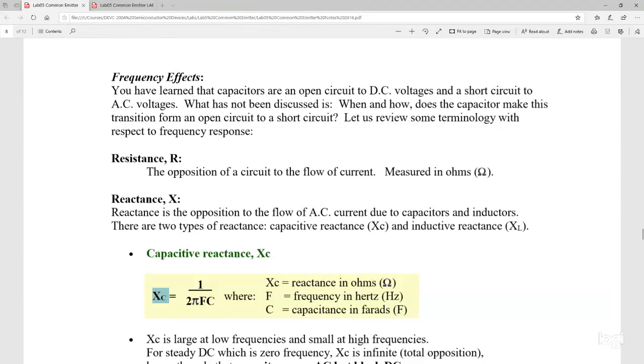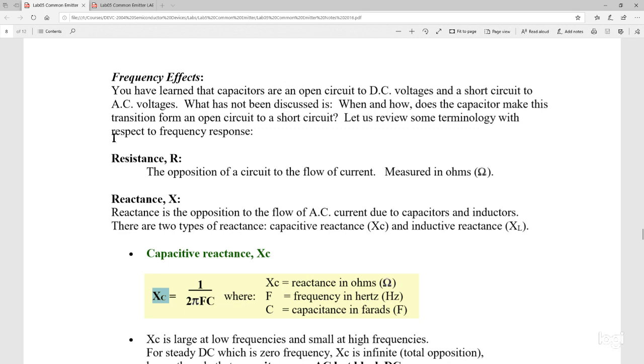So in the lab we measured something called cutoff frequency, but we didn't talk about how to calculate that. That is dependent on the capacitors in the circuit. Let's just refresh our memory here. What you've learned in your courses, both this one and AC, is that a capacitor is an open circuit to DC and it's a short to AC, but we haven't really talked about when it makes this transition.